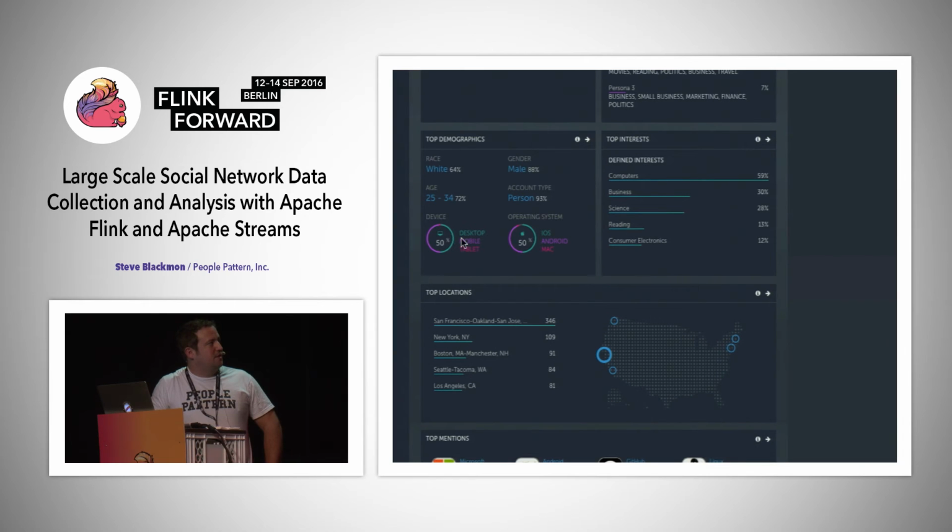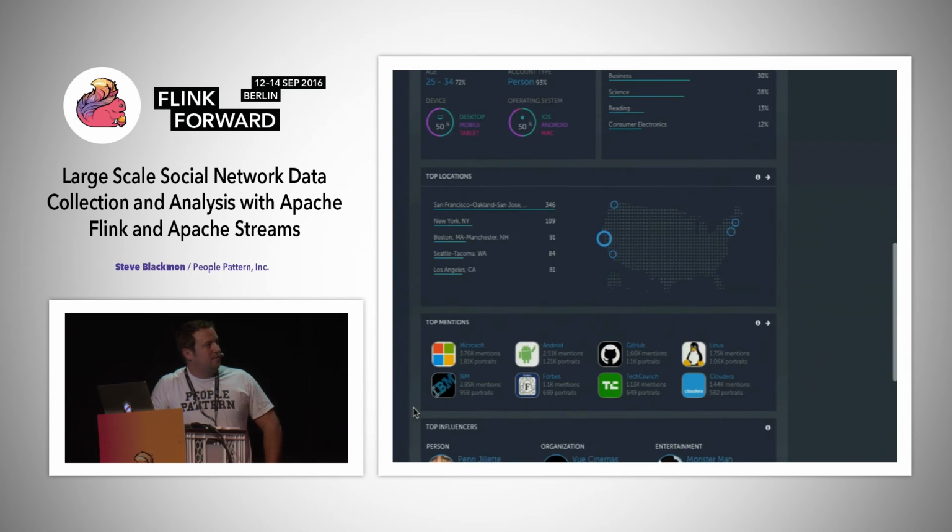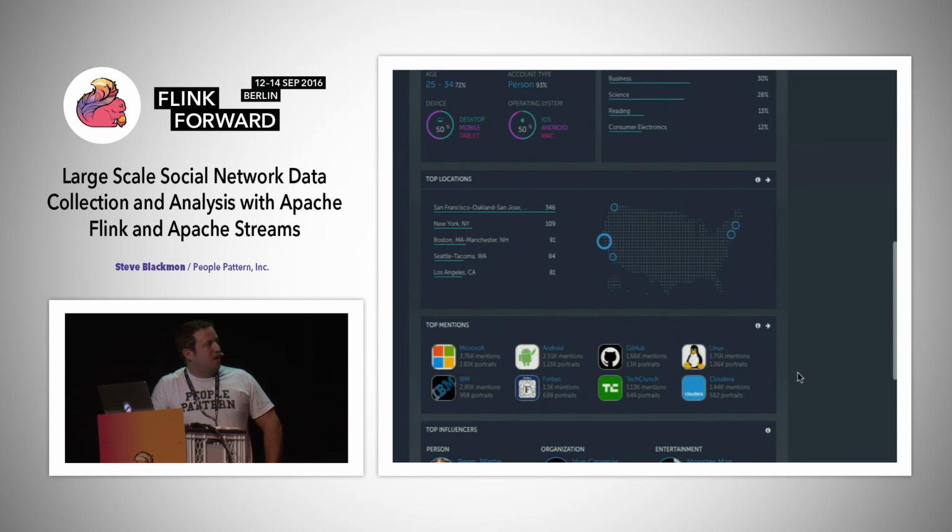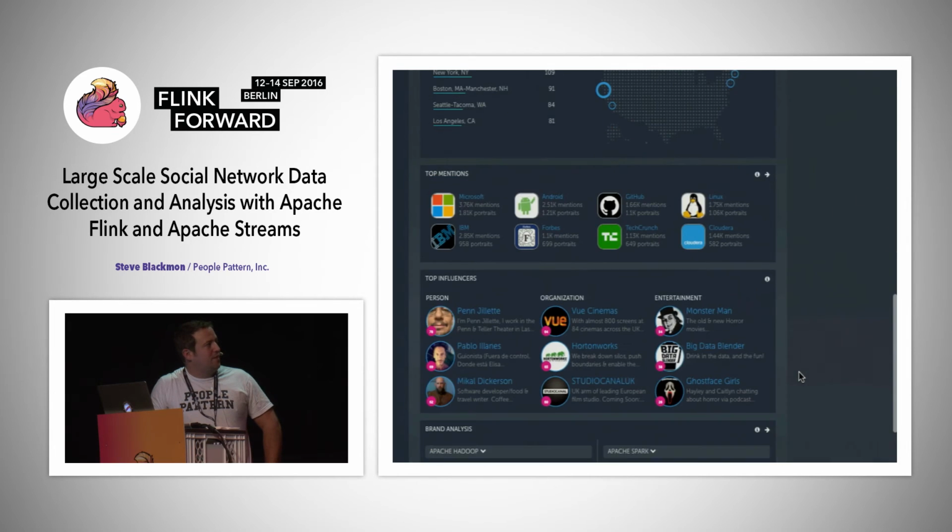And then these are the locations primarily where these people are living. Some of the top accounts that are mentioned, and then within the group, like some of the top influencers of each of these different categories.